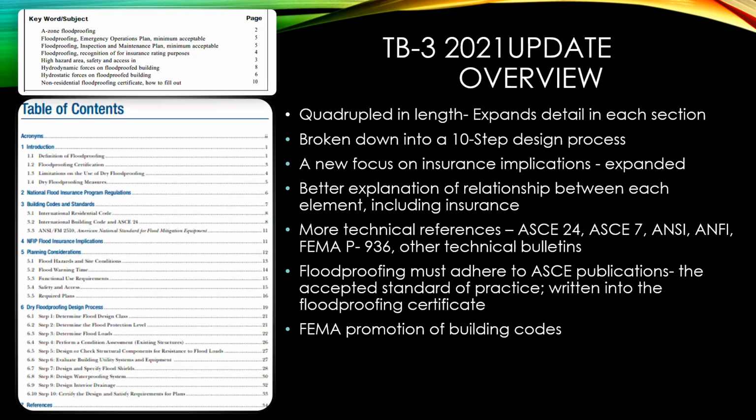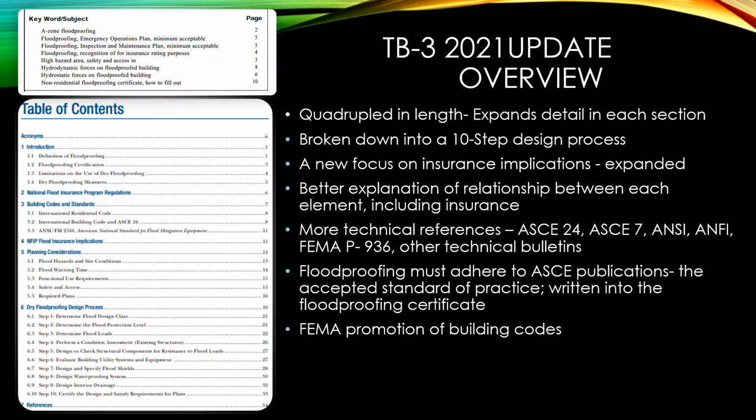So here's the overview. I have the table of contents from the older one and then the newer one underneath. And this was released earlier this year. You can see how much longer, how much expanse they've put into this document. It was 10 pages before, now it's a little bit over 50. They've broken the design process down to a 10-step process, but you can see that it's all the way in section 6. So there's all these other considerations to go through and planning before we even start the design.